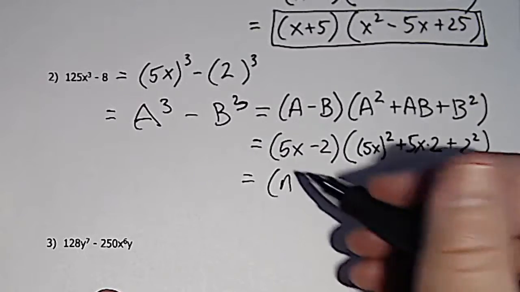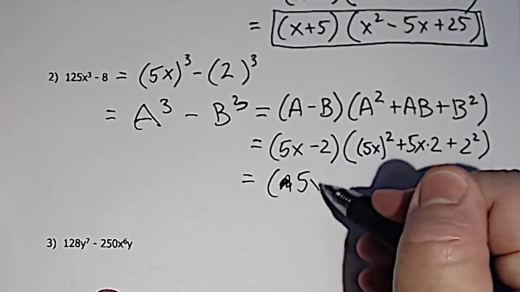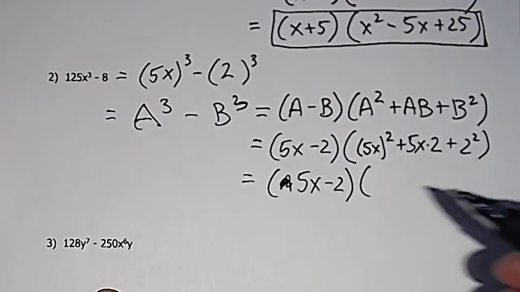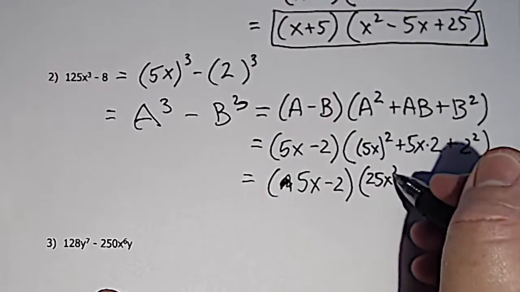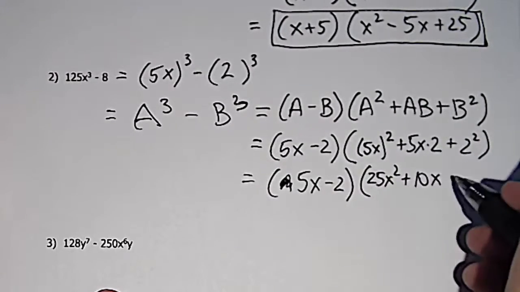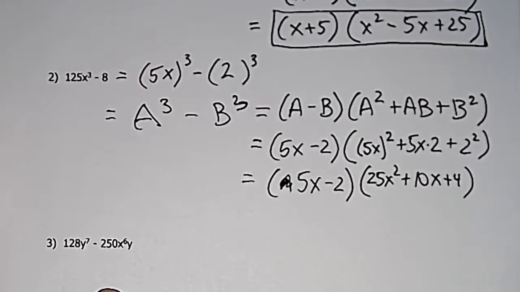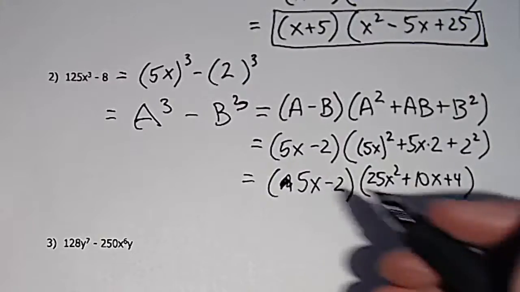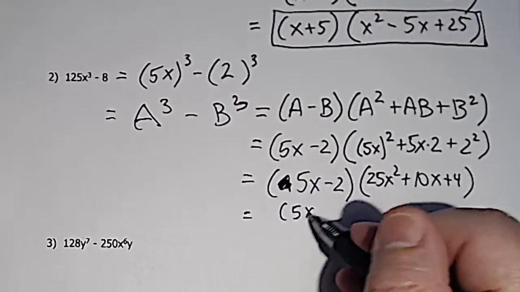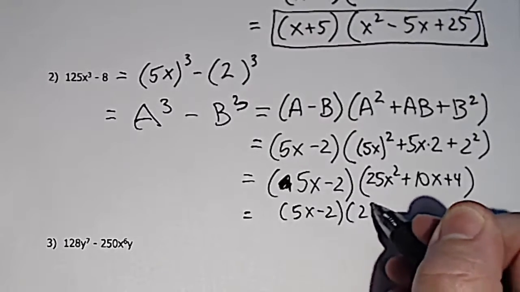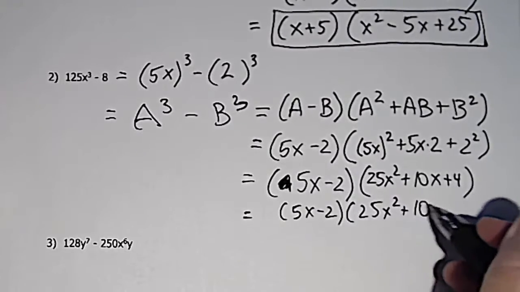5x minus 2, 5x the quantity squared, 25x squared plus 10x plus 4. Oh man, that's long. And that's it though. Let me make this prettier. 25x squared plus 10x plus 4.